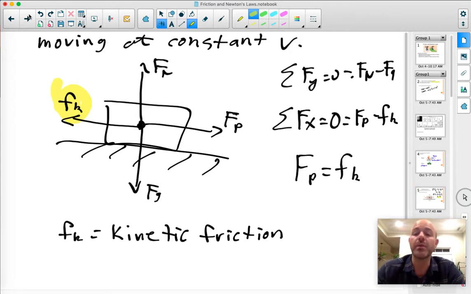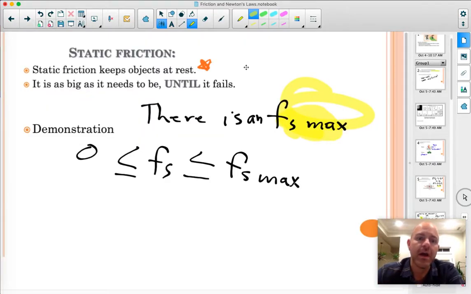You could also do this once it starts to move. Now, in that case, we no longer call it static friction, but if you could pull something at a constant velocity, you know the net force on it is zero. And so in order for the net force to be zero, the kinetic friction, we call it in this case, has to be equal to the pulling force. And this is really nice because it's a way for us to quickly figure out what those frictional forces are in situations where we have access to something like a spring scale.